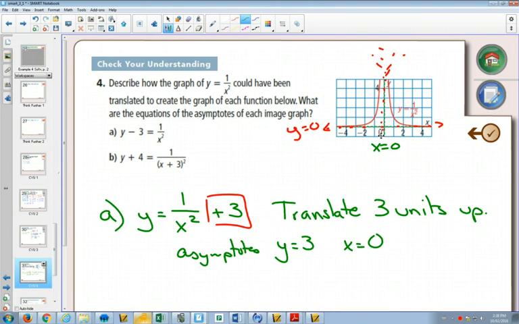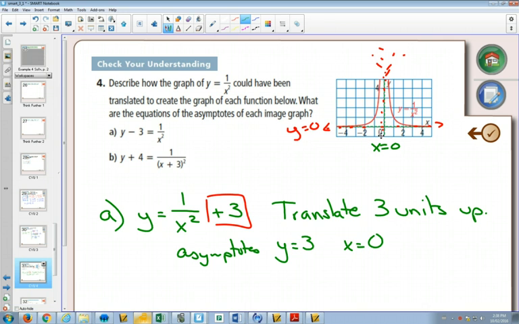So we start to see that things that happen outside of the function always affect our y values. And they affect our y values everywhere. So your asymptote y equals 0 also got moved up 3. But our x asymptote, which has x coordinates, doesn't get affected.